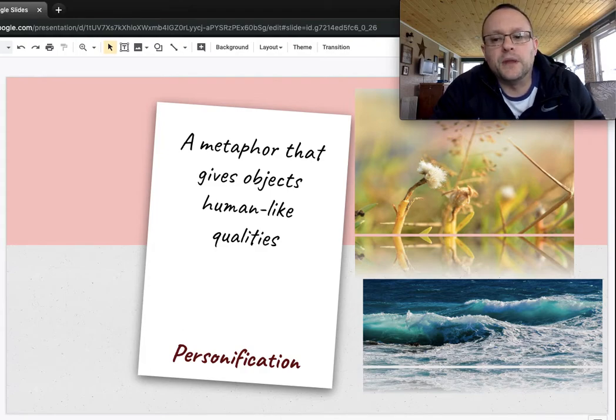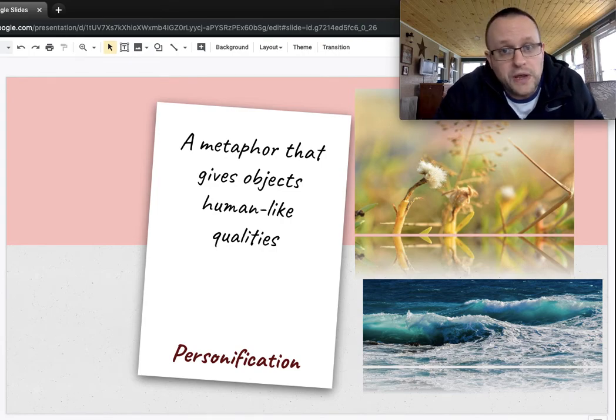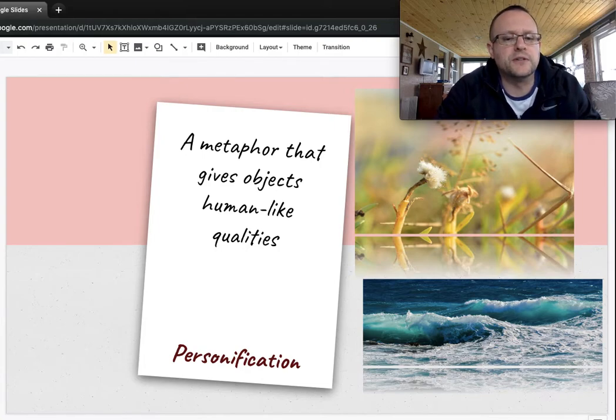So you could have something like in this first image here where the breeze is whistling as it goes through the trees and the plants and the vegetation. If you go to the beach, you talk about the waves were jumping up and down, or the waves are really brutal that particular day. You're giving human-like qualities to inanimate objects.